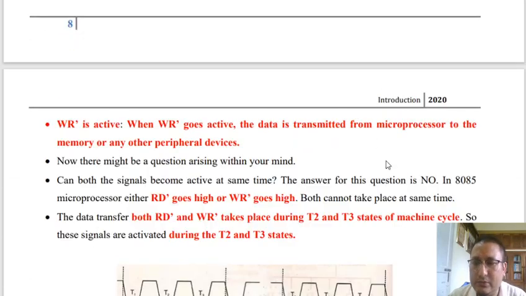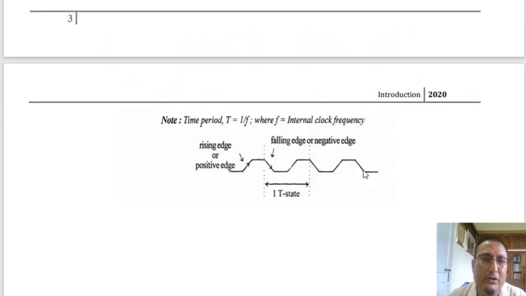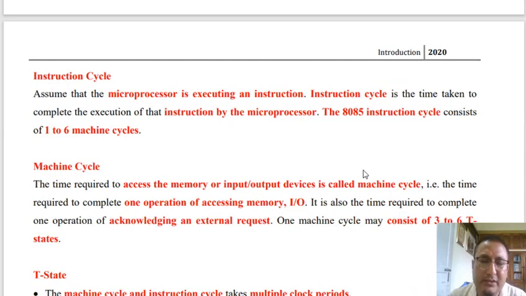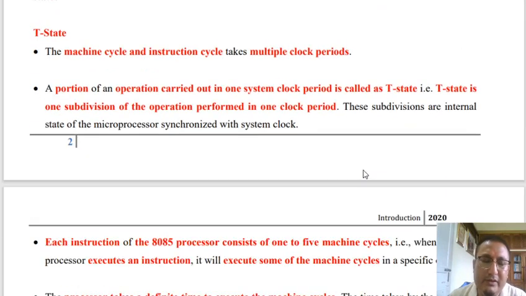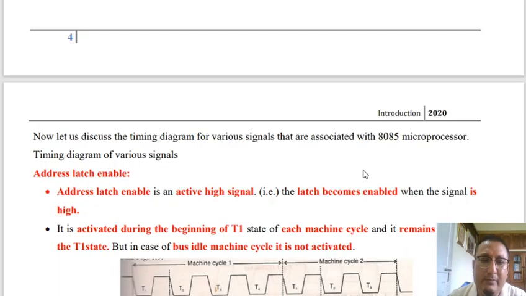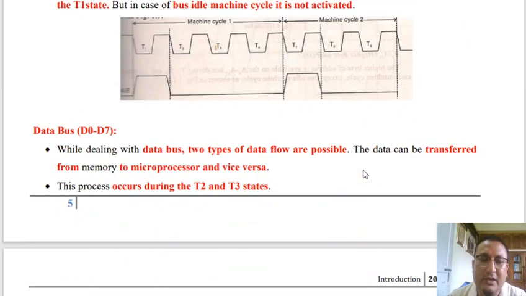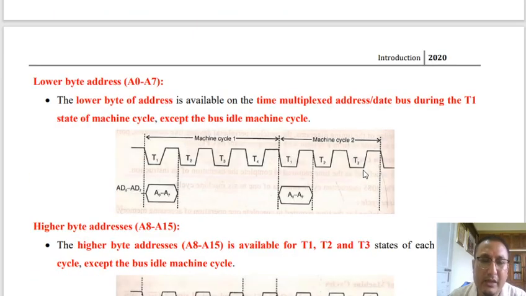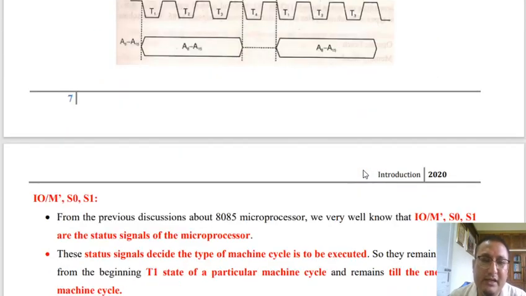So in today's class, we have learned what a timing diagram is, what the instruction cycle is, about machine cycle, about T-state, and how to estimate the T-state. We have learned about the various signals that participate in realizing a machine cycle: address latch enable, D0 to D7, A0 to A7, then A8 to A15, then the status signals IO/M bar, S0, S1, and read and write.